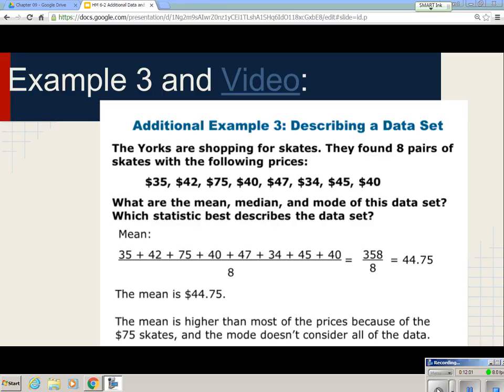Well, the mean, when you add them all up and divide by 8, is 44.75. The mean is higher than most of the prices because of the one outlier of 75 bucks. So mean probably wouldn't be a good number to use with this data set simply because it makes the numbers go way up. Now, if we didn't include 75, you'd probably get an answer that's much more accurate, but it doesn't show that here.